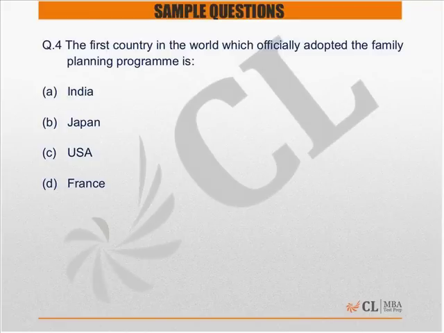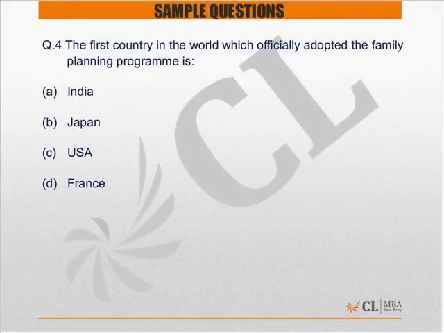Question number 4: the first country in the world which officially adopted the family planning program is, yes, your answers are India, Japan, USA, and France. Then Saurabh says A, Priyanka, Deepak, Arjit, Swati. I cannot see any answer from Swati, while Saurabh, Priyanka, and Arjit are well active. Okay, Arjit says it's B, Japan, and Priyanka and Saurabh say it's A. Priyanka and Saurabh are right.